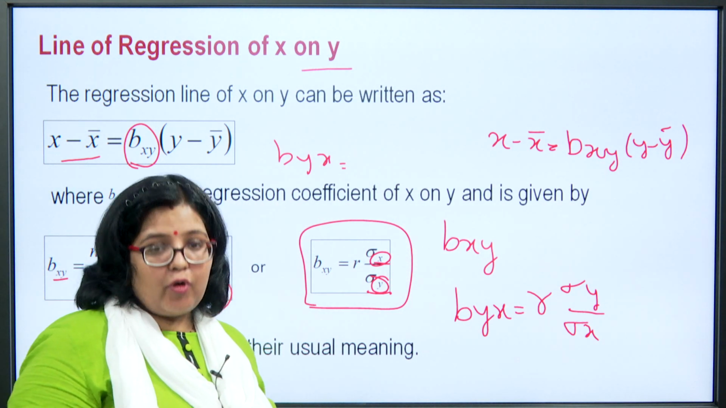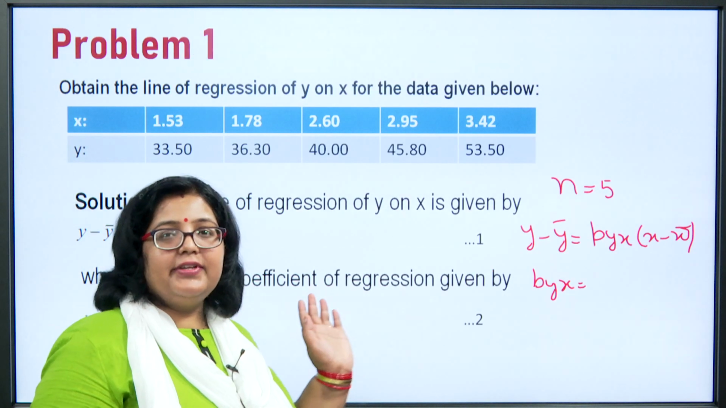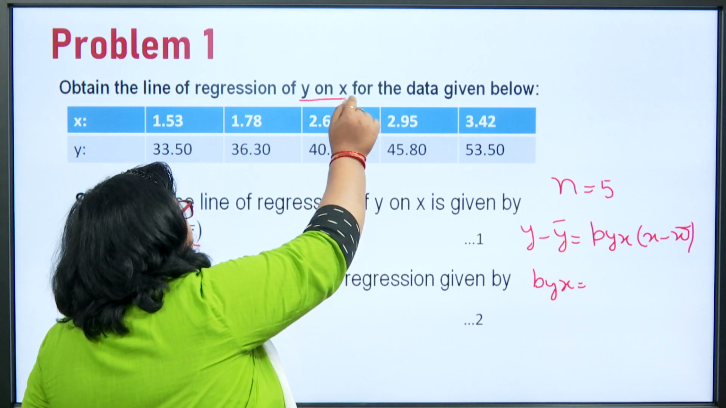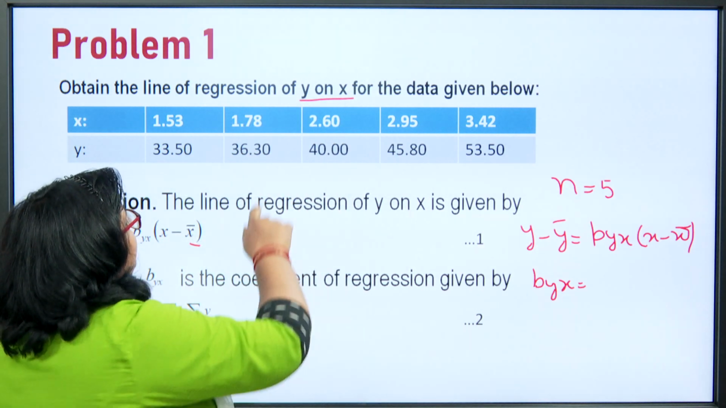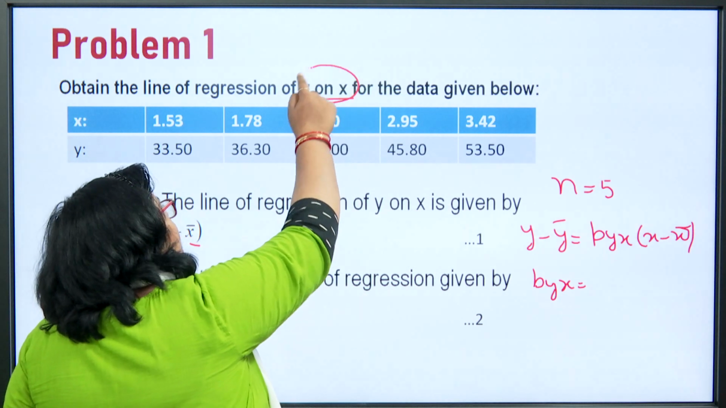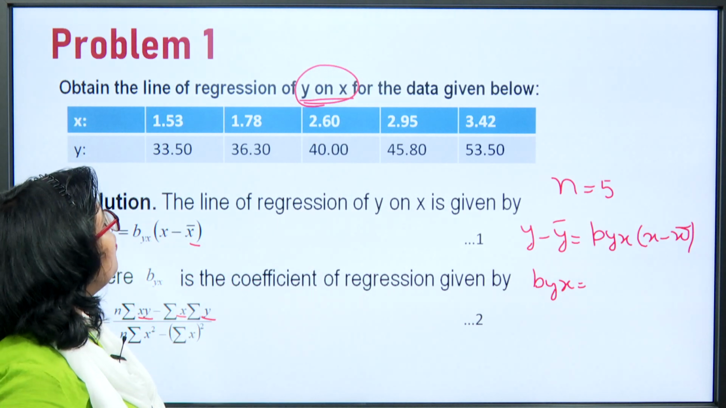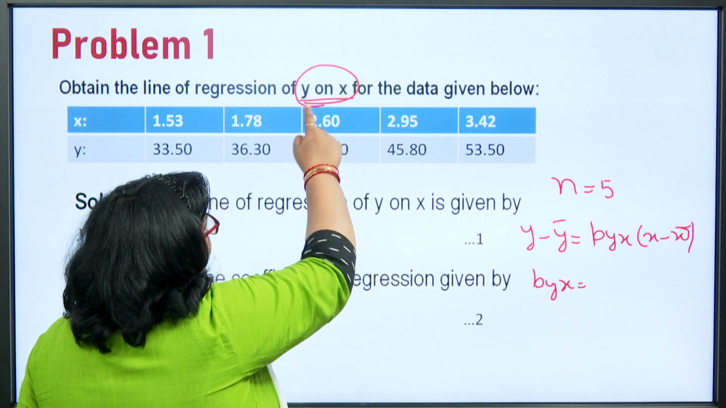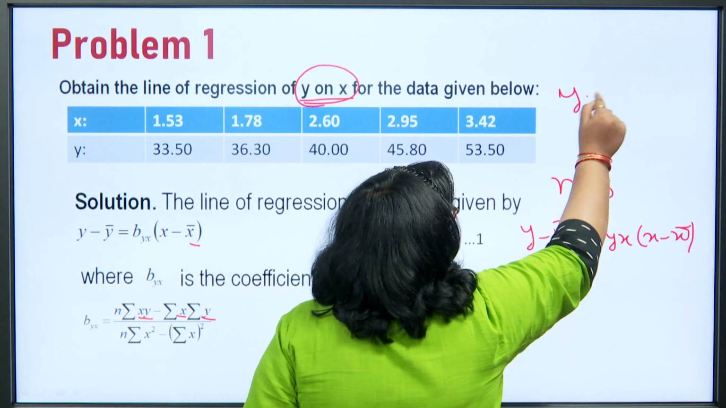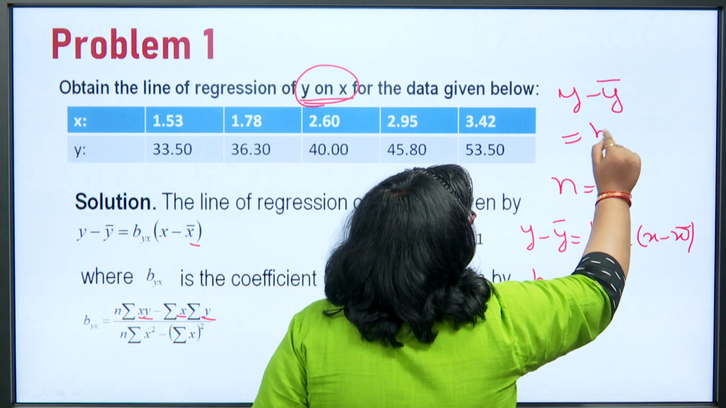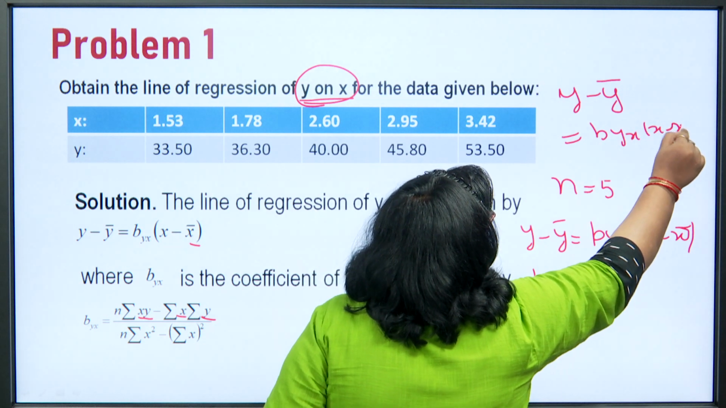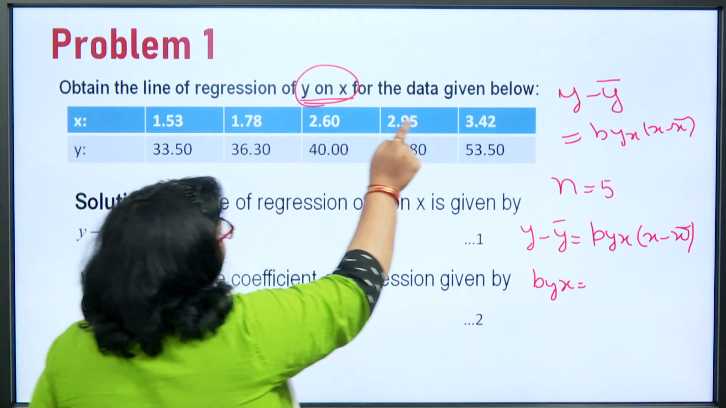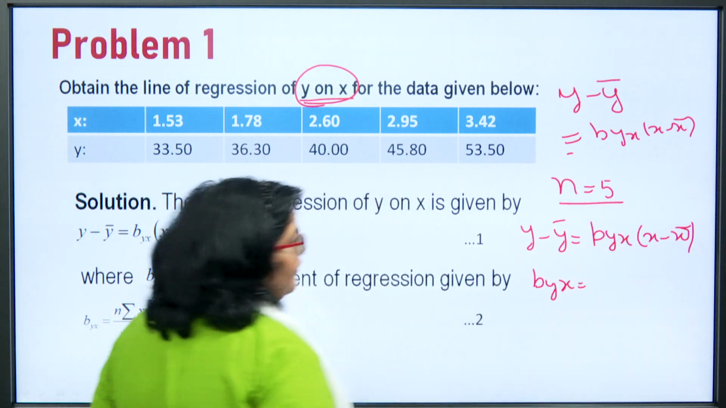After knowing the values, we will solve the problems. Here we find the regression of y on x. Before solving any problem, first know what the question asks. Here it is y on x, so we first write the equation: y minus y bar is equal to byx times (x minus x bar). The second step is n: counting 1 2 3 4 5, n is 5.